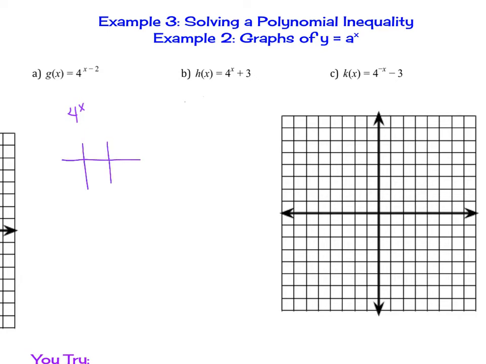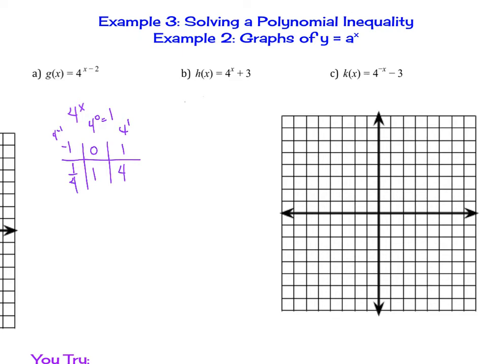Focusing on 4 to the x, there are 3 values that I want to look at. The first one is an important point of the exponential, which is 0, because anything raised to the 0 power is 1. 4 to the 0 equals 1. The next point I'm going to pick is 1 to the right, so 4 to the first power is 4. And then 4 to the negative 1 is just the reciprocal, so it's 1/4. That gives us a starting point for our graph.